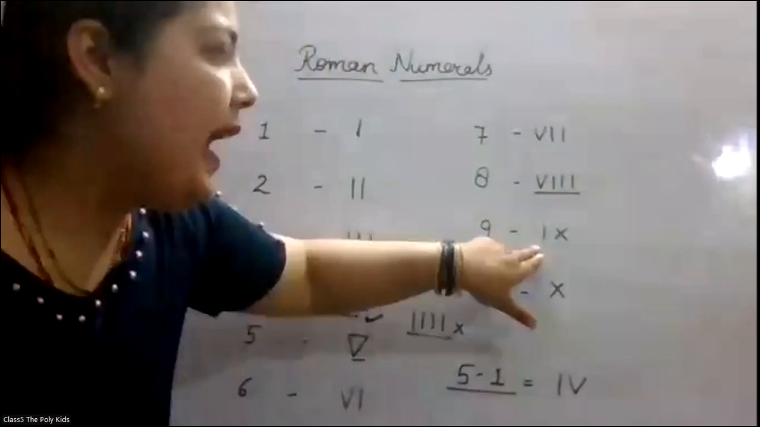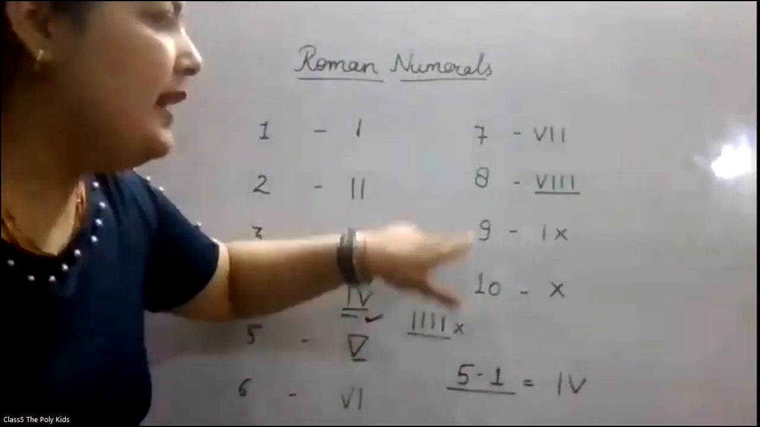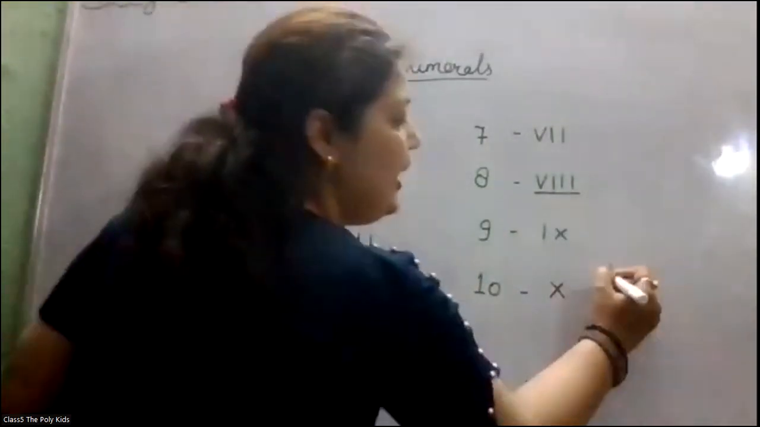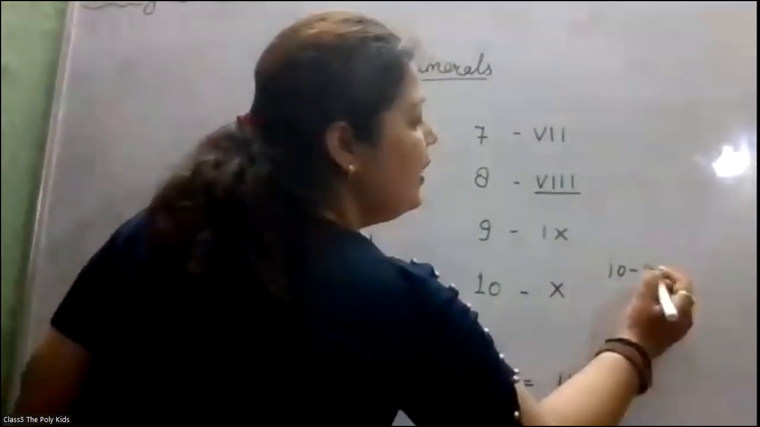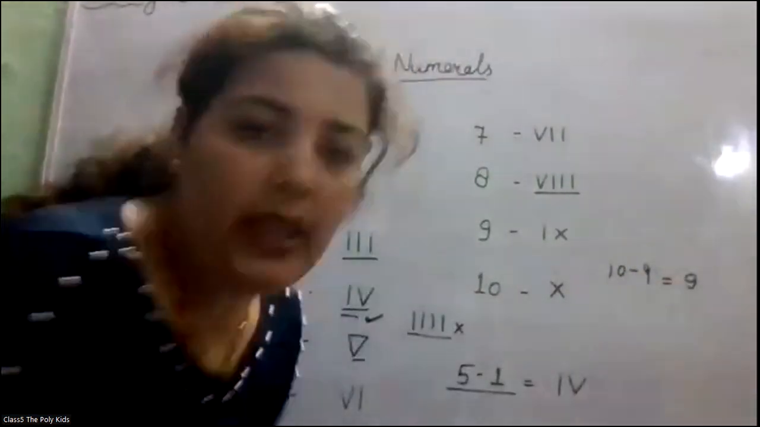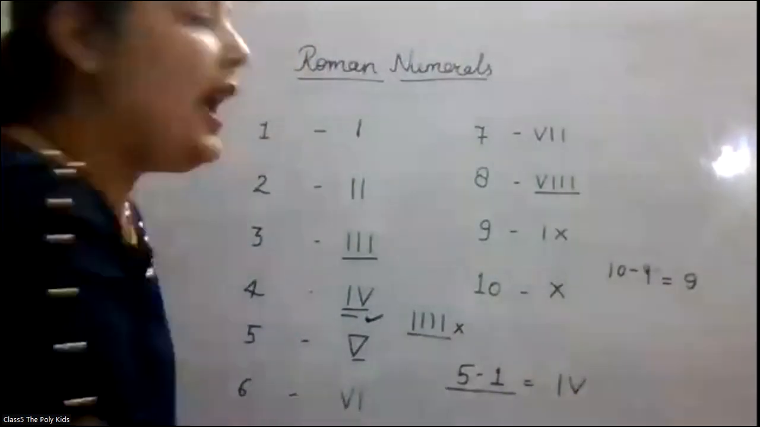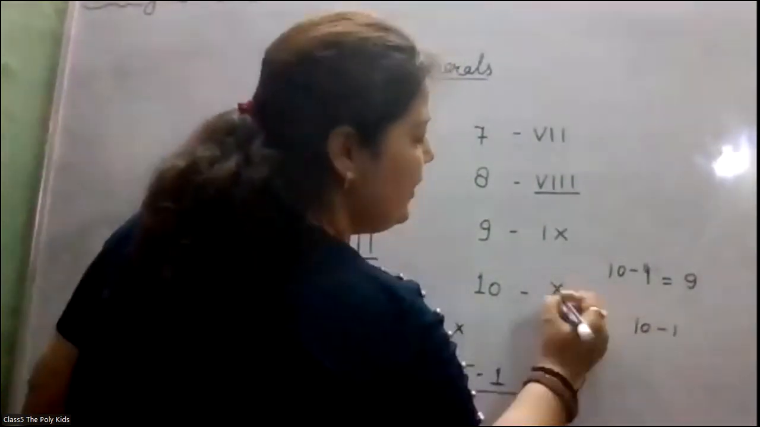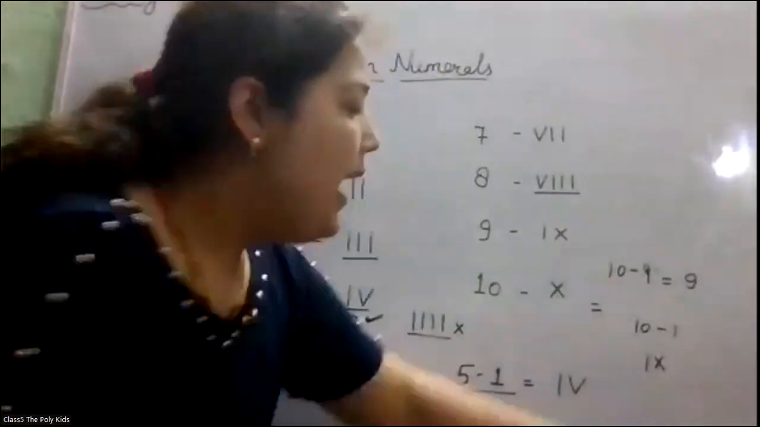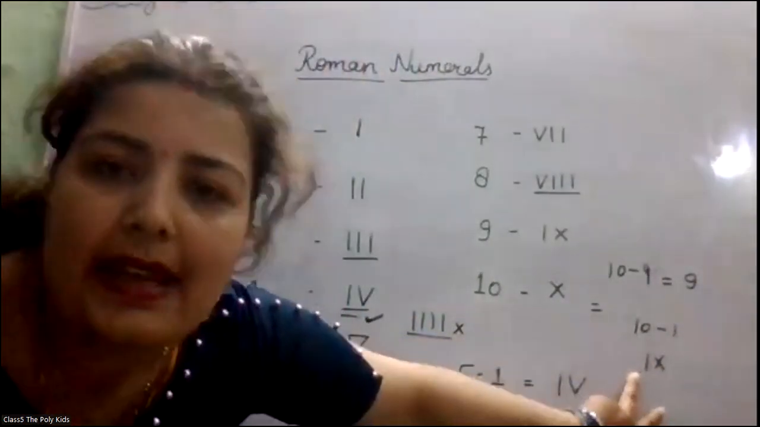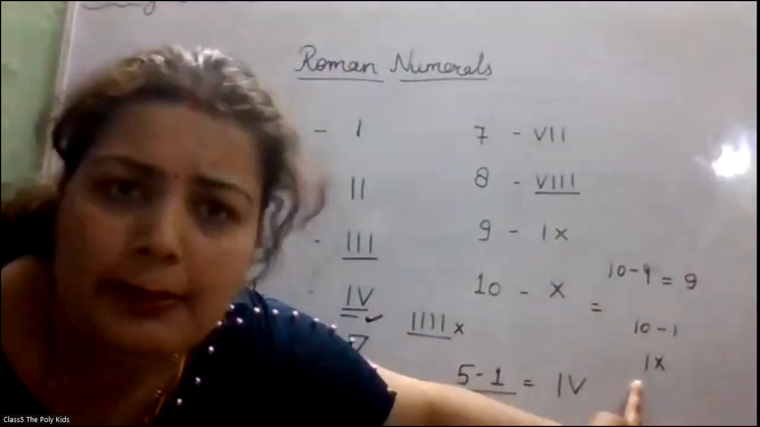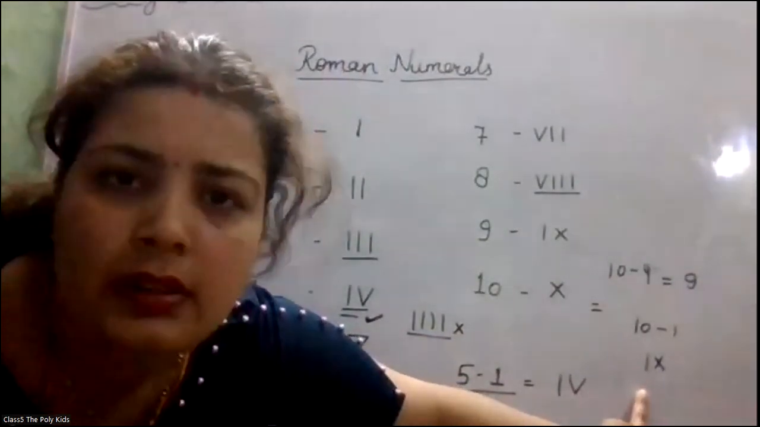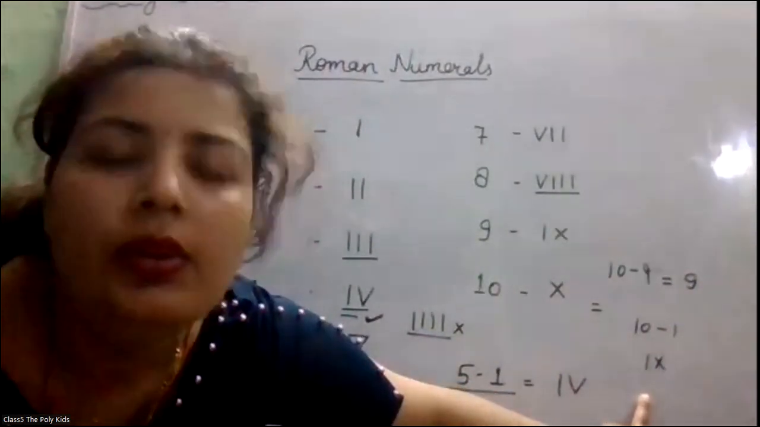If we want to write 9, it is 10 minus 1. 10 minus 1 is 9. So what will we do? 10 minus 1 is IX. X is bigger and I is smaller. Is it clear? Yes or no? Yes, ma'am.